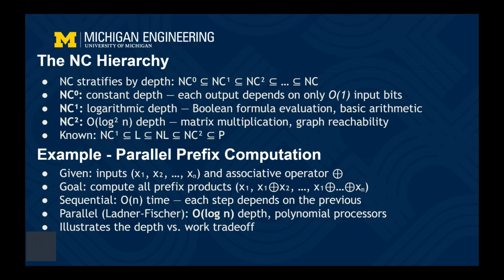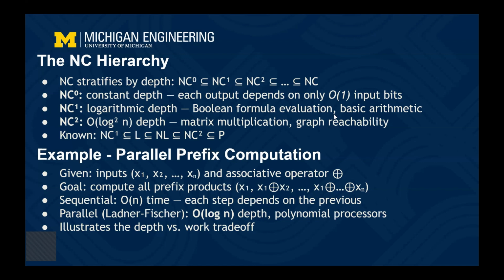NC isn't monolithic. It has an internal hierarchy based on how much depth you're allowed. NC0 is extremely weak. Constant depth means each output bit can only see a constant number of input bits. NC1 allows logarithmic depth and can already do surprisingly rich things like evaluate Boolean formulas. NC2 and beyond handle more complex algebraic and graph problems. The hierarchy also connects naturally to space complexity. L and NL sit neatly between NC1 and NC2, which shows how circuit depth and sequential memory are deeply related resources.